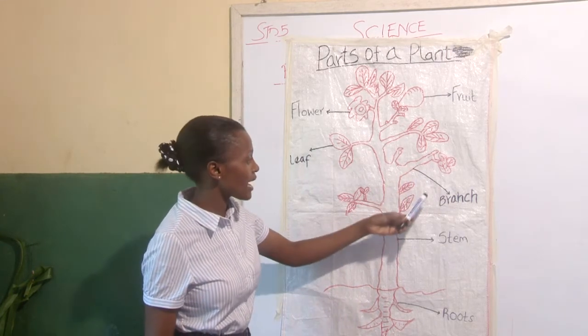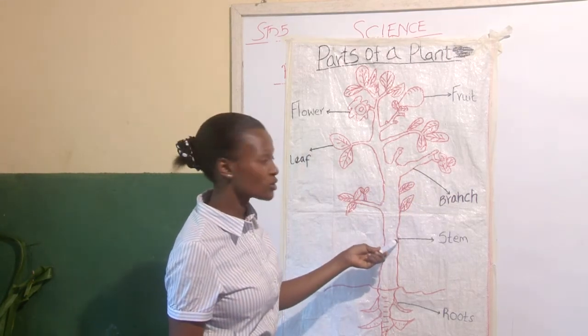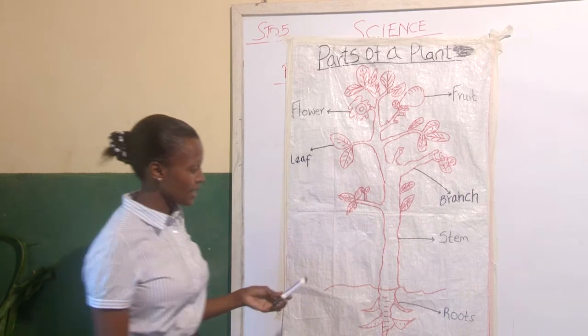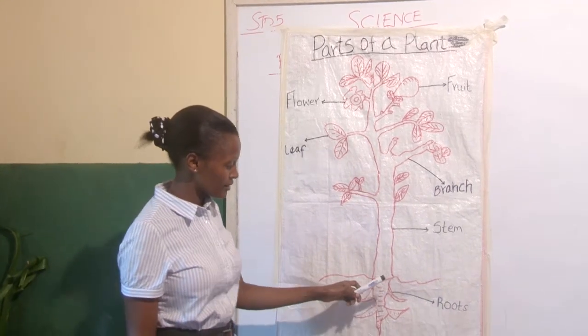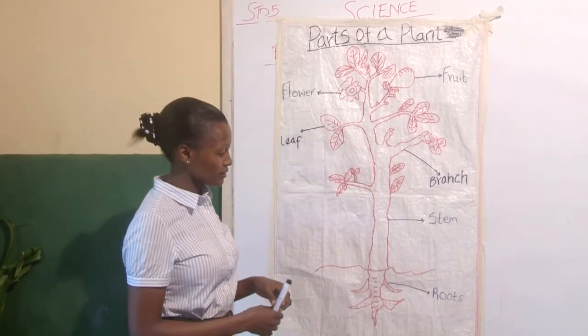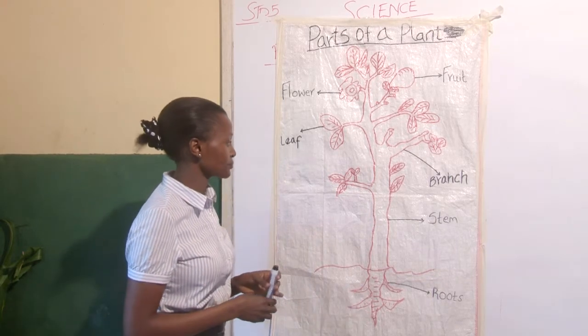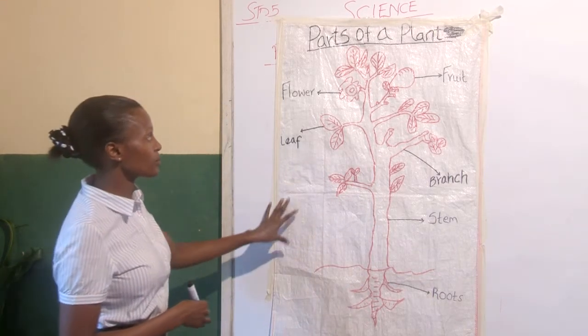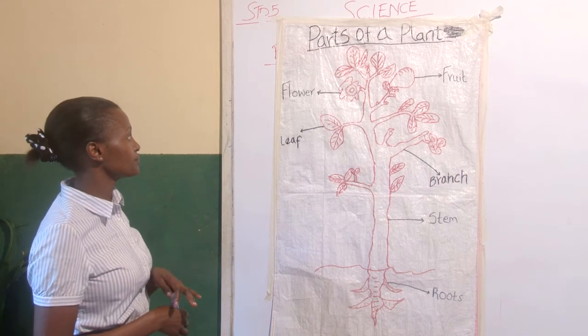This one we call a plant. This part we call a stem. And the last part we call the root, or roots. Okay, this is the external part of a plant.